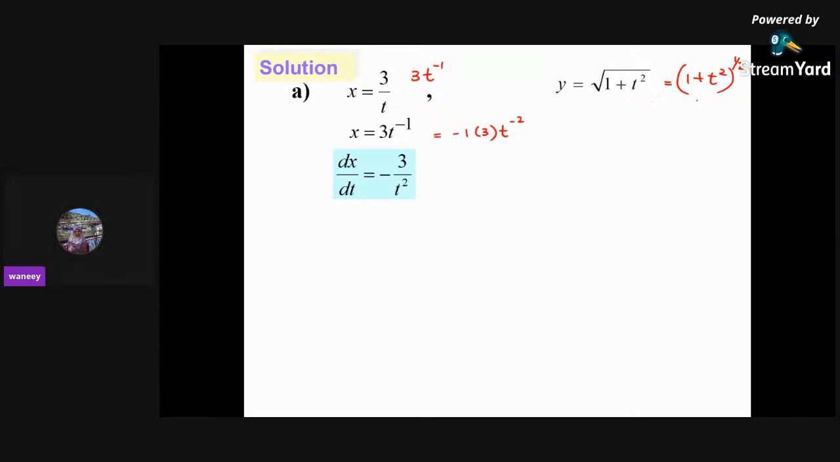Meanwhile, for y is equal to 1 plus t squared to the power of half, we're going to differentiate it using the special power rule. So bring the power down, we are going to get half. Copy down the function again, 1 plus t squared, but instead of half, you need to deduct 1 from the power. So when you deduct 1, you are going to get negative half. And then differentiating 1 plus t squared, we are going to get 2t. Since you have 2 over here and 2 over there, you can easily simplify them.